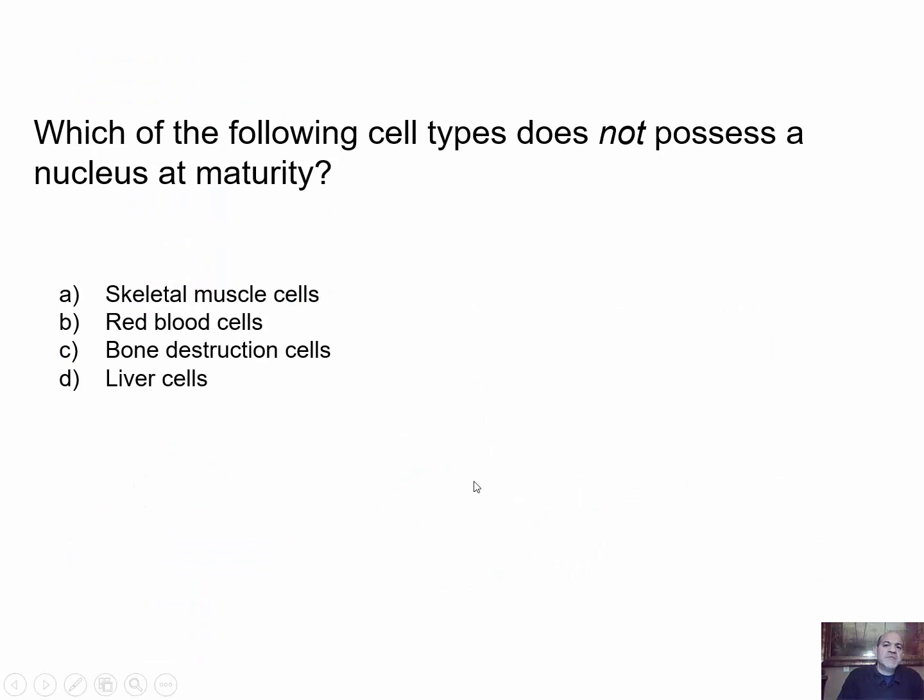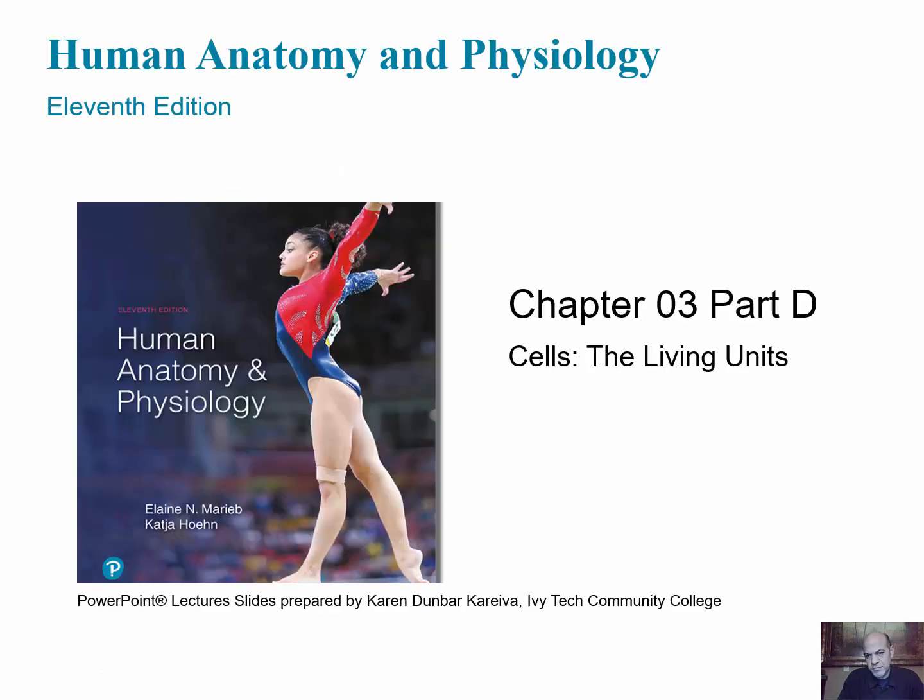So which of the following cell types does not possess a nucleus at maturity? Is it skeletal muscle cells, red blood cells, bone destruction cells, those osteoclasts, or liver cells?